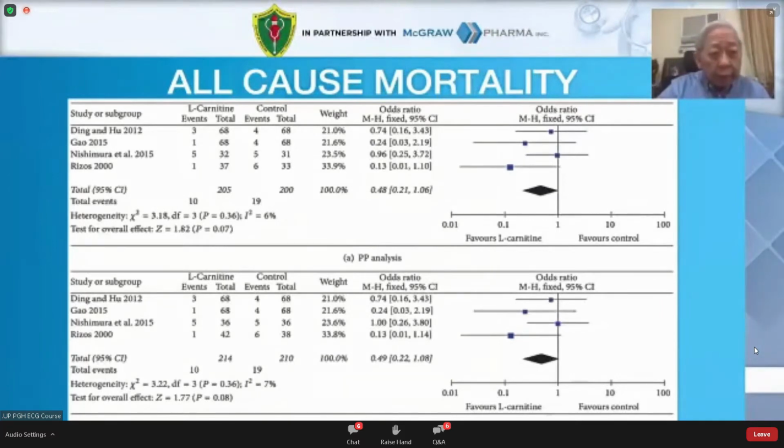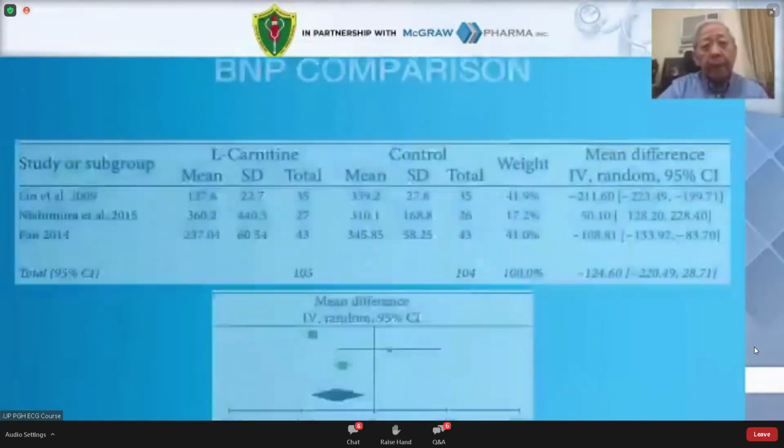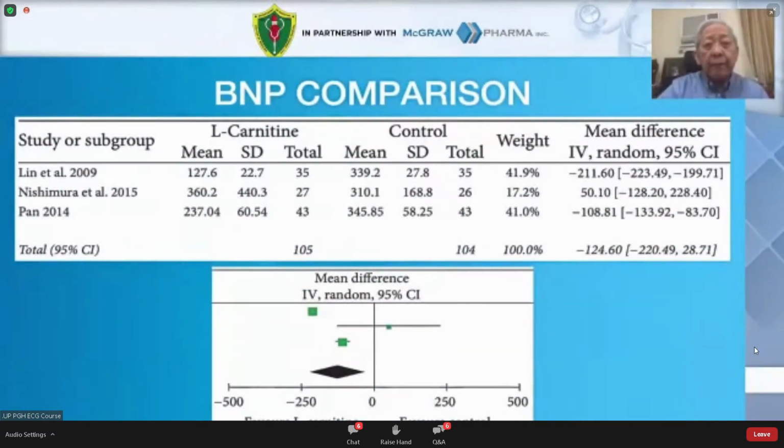In his study, with only 4 publications reporting on this, he was not able to get a significant reduction in all-cause mortality, although the graph on the right side will show you a tendency to improvement with L-carnitine. The next entity that he looked at is BNP measurement. As we know, BNP is a measurement of heart failure status. And this particular entity, looked into by 3 studies, showed a significant reduction in BNP level in the L-carnitine group.